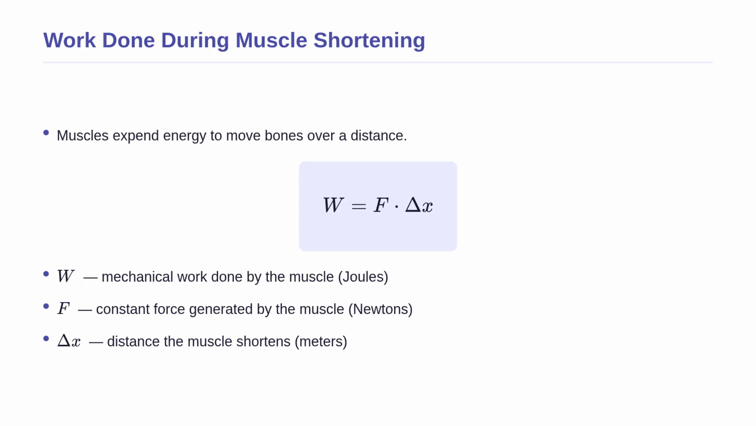Now that we know how force is generated, let us look at the physical work done when a muscle actually shortens. In physics and physiology, mechanical work is the force applied multiplied by the distance over which it is applied. The formula is W equals F times delta X. W represents the mechanical work measured in joules. F is the constant force generated by the combined pulling of the cross bridges, measured in newtons. Delta X represents the change in length, or the distance the muscle shortens, in meters.